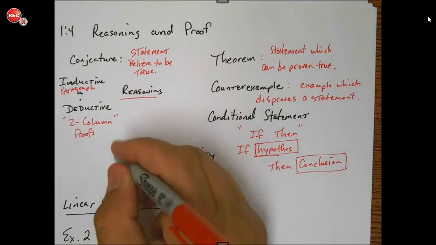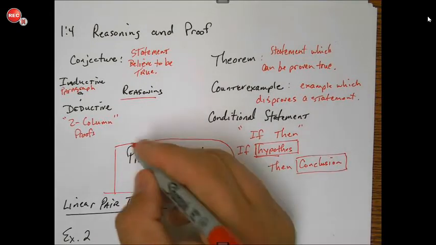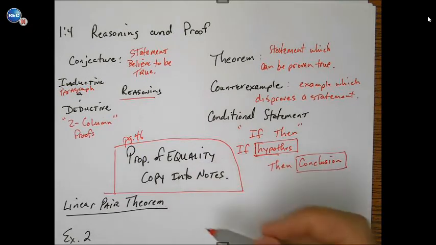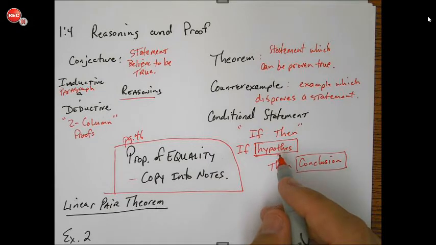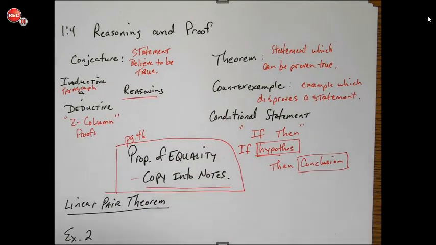For instance, right here in the middle of page 46 at the bottom, page 46 is a box of properties of equality. Copy in the notes. That's what I want you to do. There's all kinds. You got the addition property. This is how we solve equations. Addition property, subtraction, multiplication, division, reflexive, symmetric, transitive, and substitution. But those properties are how we solve equations. Please copy those into your notes. You can pause the video. Okay, well, now you're back.